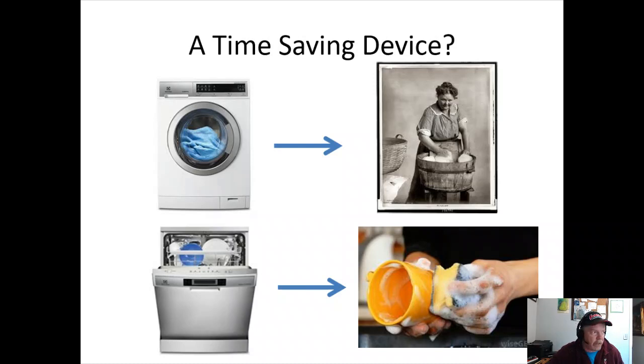So a lot of technology is cast as such. This will save you time. This will make your life easier. Whenever you hear that, be skeptical. Go, yeah. If that was the case, with all the labor-saving devices that are out there, we'd be sitting around penning poems all day. So don't buy it. It's mostly a bunch of BS.